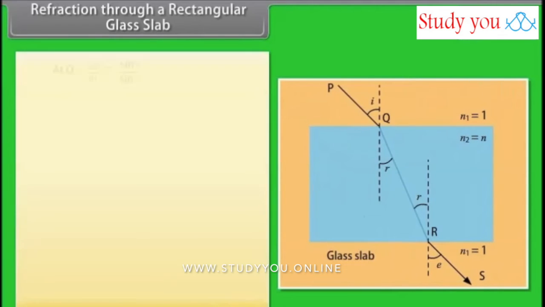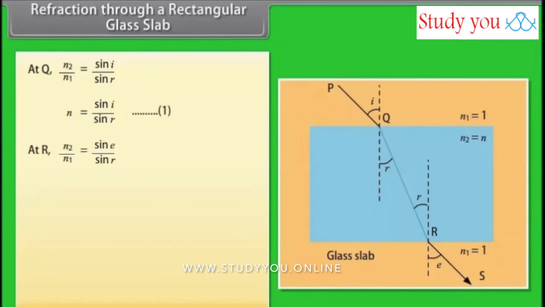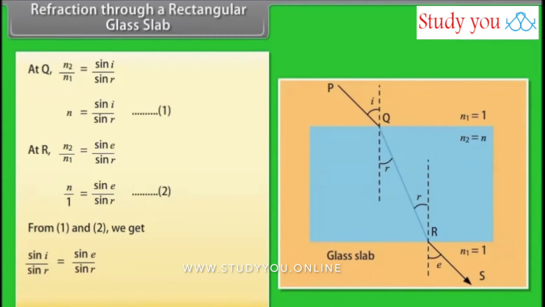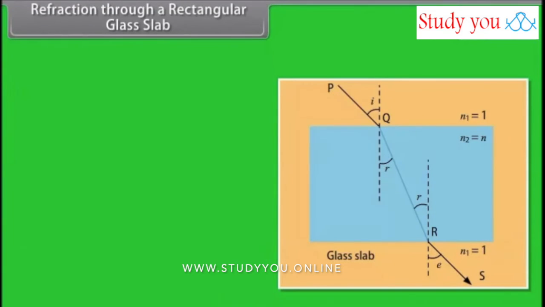By Snell's law, at point Q, n = sin i / sin r. At point R, n = sin e / sin r. From equations 1 and 2, we get sin i / sin r = sin e / sin r. This gives i = e.